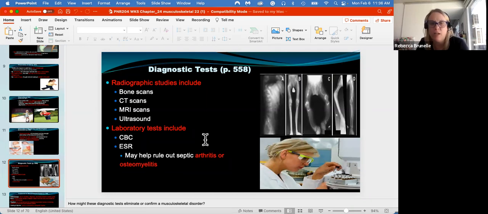Erythrocyte sedimentation rate. So this is going to be looking for inflammation. If you have an elevated white count and an elevated ESR or an elevated CRP, it's more likely that you have an infection. So you might see this when they have osteomyelitis or a septic arthritis. Sometimes when they have bone pain, they do additional tests to see if the cause of the pain is an infection.